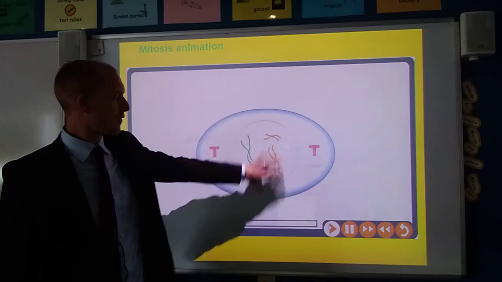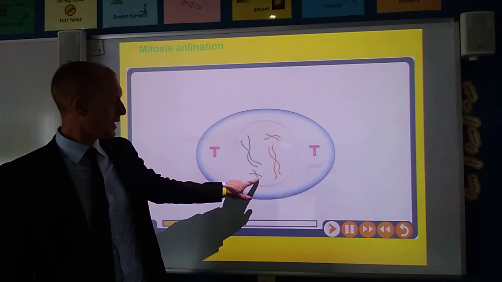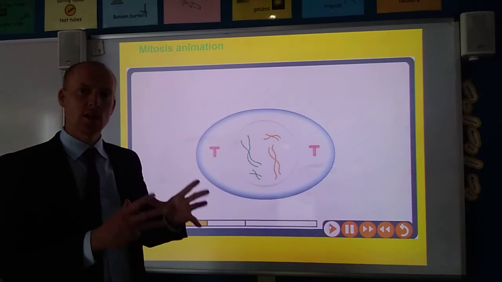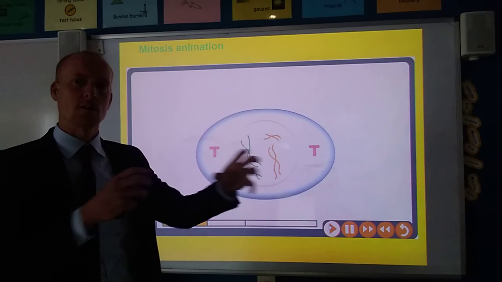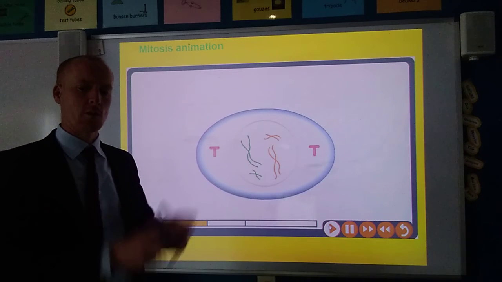So now we still have 4 chromosomes, but this bit of DNA here is identical to this bit of DNA, and this bit of DNA here is identical to this bit of DNA. If the DNA didn't copy before the cells divided, you wouldn't get the same amount of DNA in the daughter cells as you would do in the parent cells.